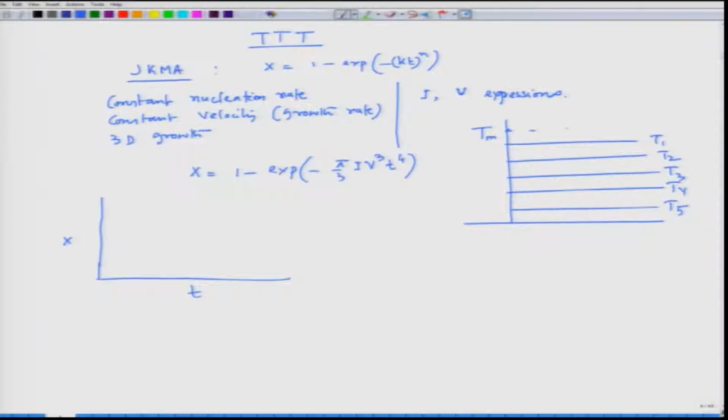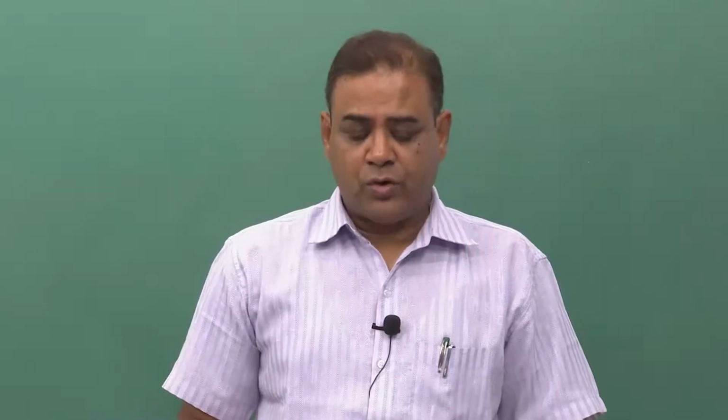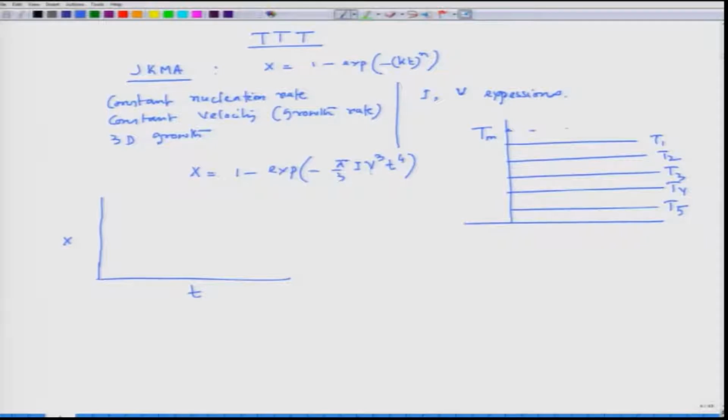Since at T1, which is very close to Tm, nucleation rate is low and growth rate is very high, but combining these two, I and V, the transformation would start at a much longer time. The incubation time would be very high. So, the x plot would be like this, where this is 100% and this is 0%.